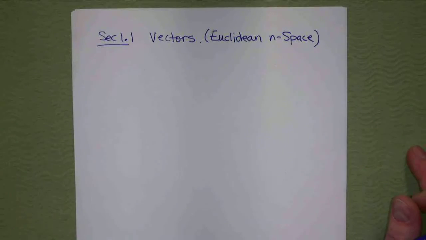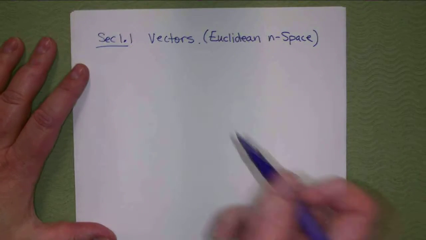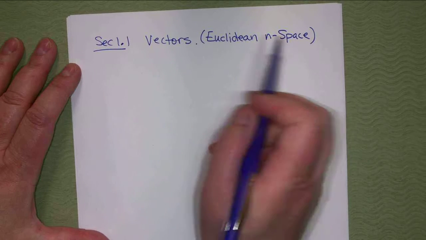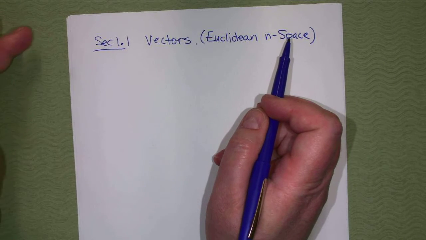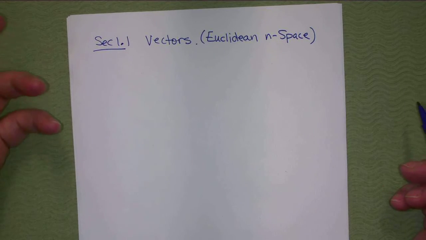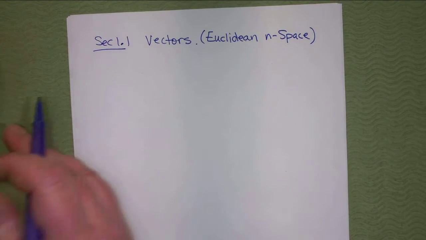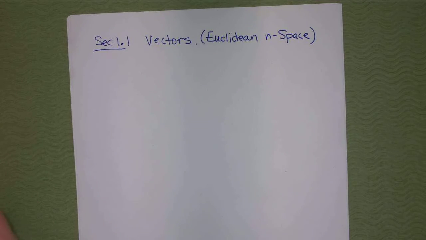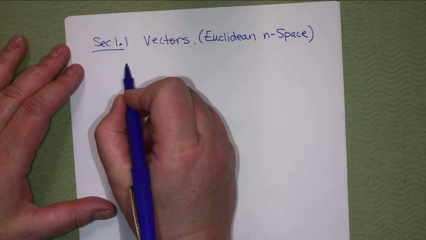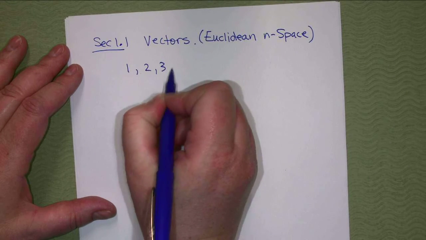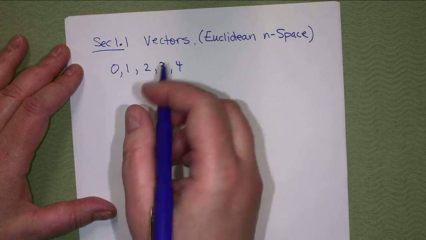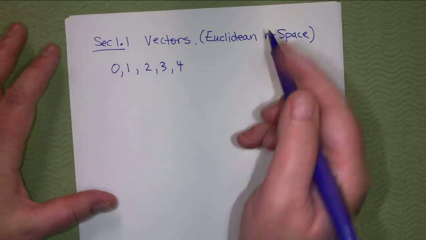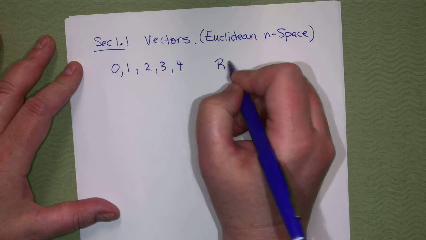Okay, so section 1.1, vectors. Euclidean n-space. This is different than what you know as numbers. In elementary school, you learn numbers. Those are real numbers. At first you learn counting numbers, right? So, you know, 1, 2, 3, 4. Then you learn about 0, that's whole numbers. But all of these and all the decimals in between these numbers are called real numbers.